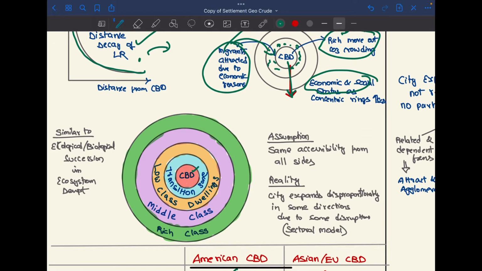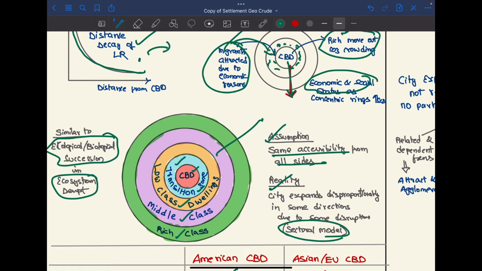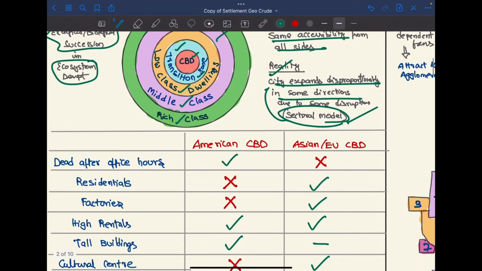Here we have the transition zone, which has slums and other shanty towns. Here we have low class dwellings, middle class dwellings, and rich class dwellings. So this is similar to ecological or biological succession, which is seen in ecosystem development. Also, the assumption here is that there is the same accessibility from all sides, but it won't be the same, which will be corrected by the sectoral model, which is the next model we are going to see. So in reality, the city expands disproportionately in some directions, which will be told by the sectoral model.